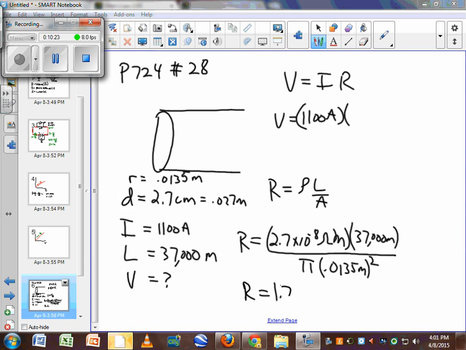1.75 ohms. And so we can put that up here, 1.75 ohms. And so our voltage is 1100 times that 1.75, and we end up with 1920 volts. Well, it's 1920 amp ohms, which is the same thing as a volt.